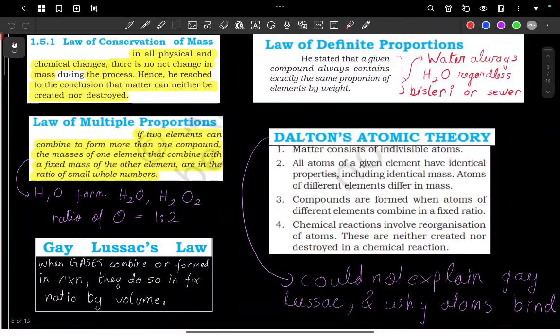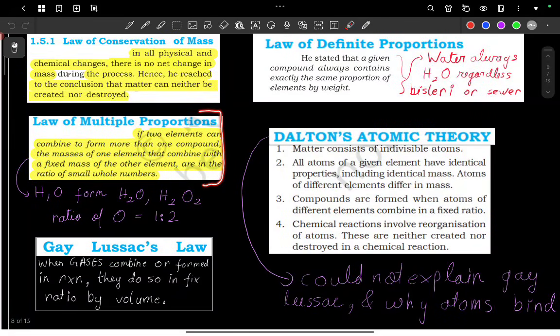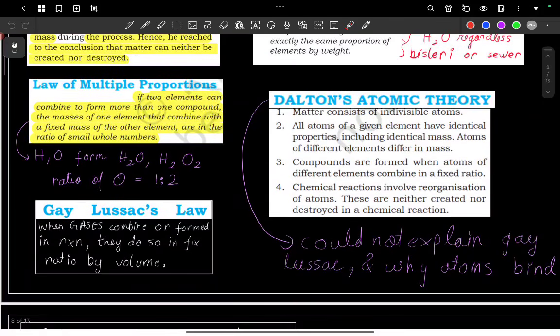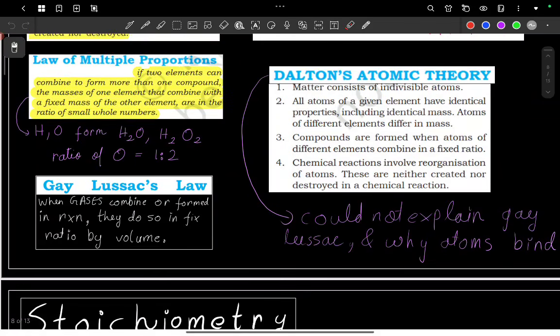And if we look at law of multiple proportions, this is a very stupid law and serves no purpose, but it is in the NCERT. It says that if two elements combine to form more than one compound, for example say CH4 and C2H6, then the masses of one element that combine with a fixed mass of the other element are in ratio of small whole numbers. So CH4 and C2H6, actually this is not a good example, just let it be.